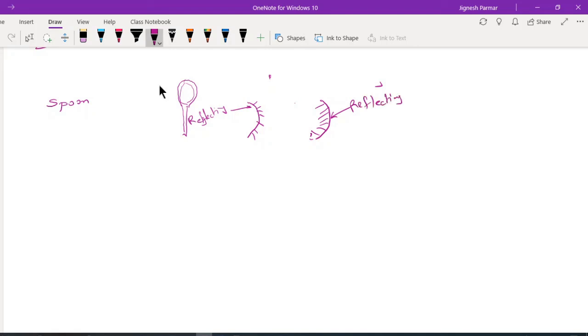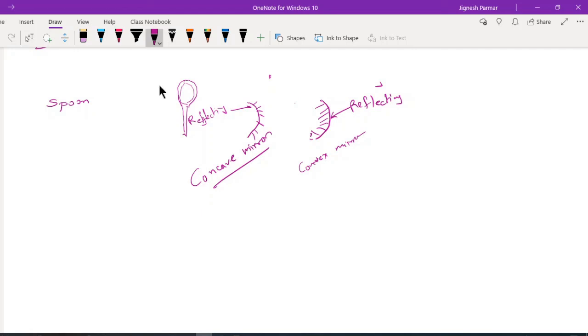Okay, this is a spoon, and now consider that. When this is the inner side, it means it's a cave. So this kind of mirror is called a concave mirror. If the reflecting side is inside, it is called a concave mirror. And if the reflecting side is outward, that is called a convex mirror. So guys, there are two types of spherical mirror: one is a concave mirror and the other is a convex mirror. Let's see the difference between these two.